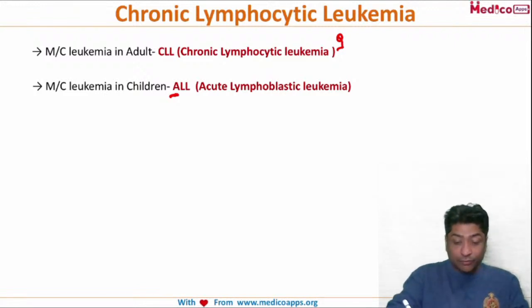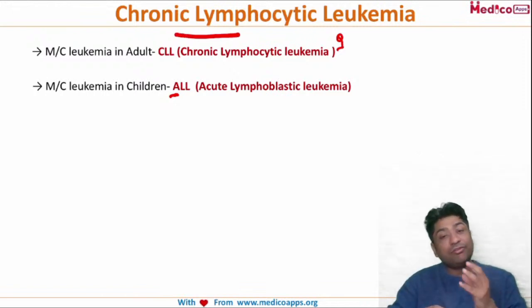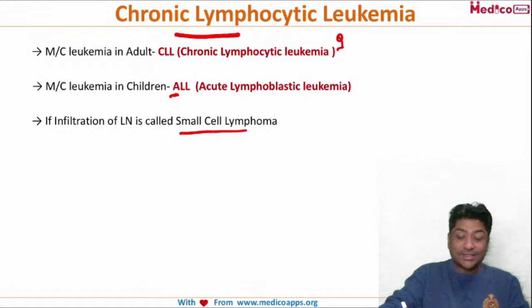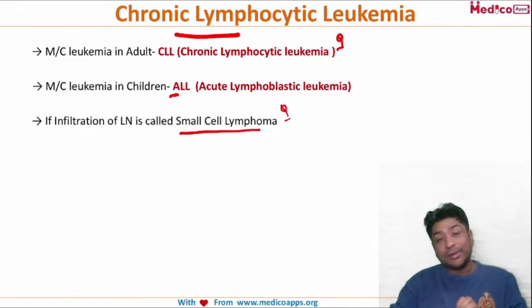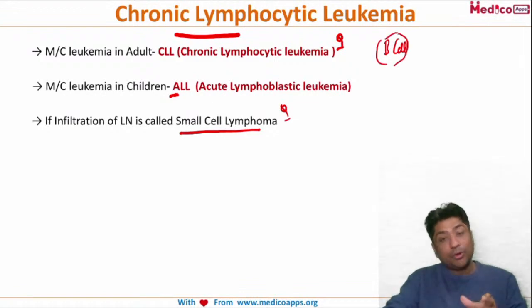And because we are going to see the features in chronic lymphocytic leukemia, what happens? There is an infiltration of spleen and lymph node, and that is the reason why it is also called small cell lymphoma. Again, very important point. Chronic lymphocytic leukemia is also called small cell lymphoma because even though we have an uncontrolled proliferation of abnormal B cells, these B cells also infiltrate the lymph node, and that is why it is called a small cell lymphoma.